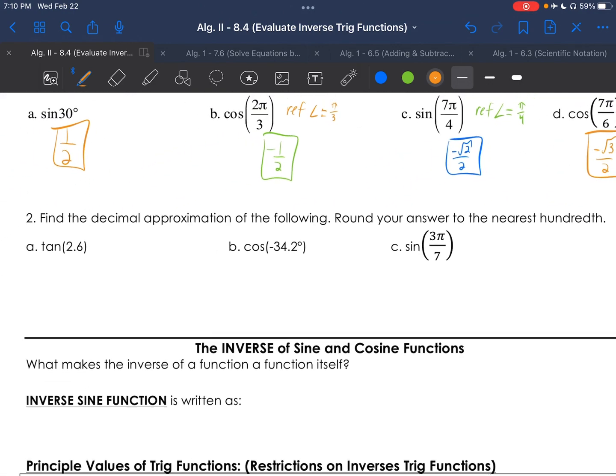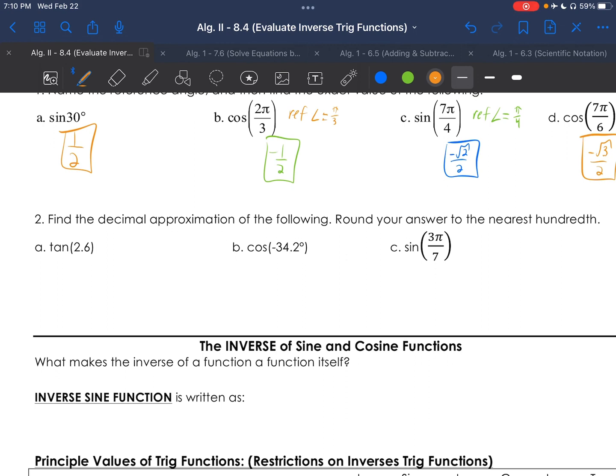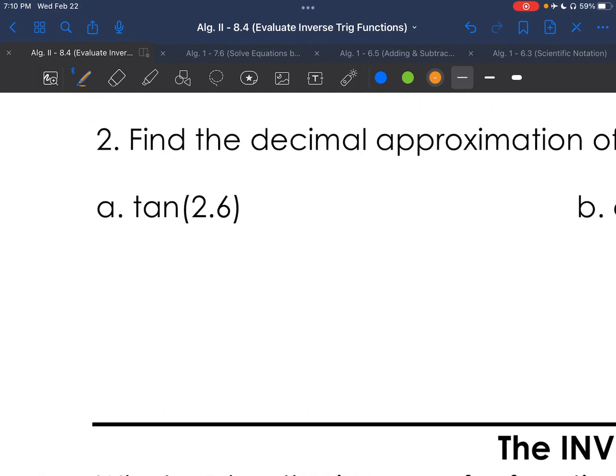Next, on the second problems, where there's A, B, and C, we're supposed to find the decimal approximation of the following, so type it into your calculator and round to the nearest hundredth. That is 2 decimal places. So tangent of 2.6 is 0.45. And I would suggest doing B and C on your own and then seeing what you get.